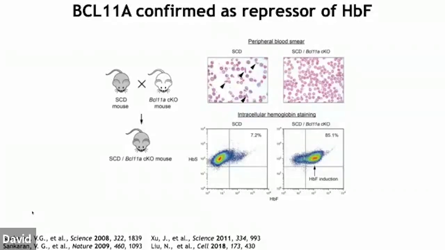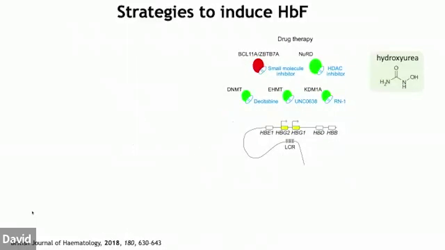And when you have BCL11A knocked out, not only do you see more of those red blood cells, because again, one of the symptoms is anemia, you can see that these cells are quite normal. They don't have any sickling. And when you look into the cells for fetal hemoglobin levels, you can see that there is a drastic increase in the amount of fetal hemoglobin in these cells.